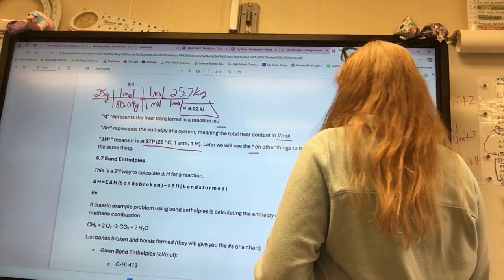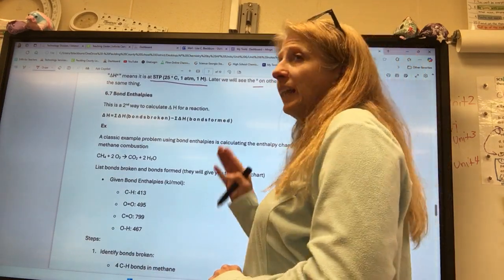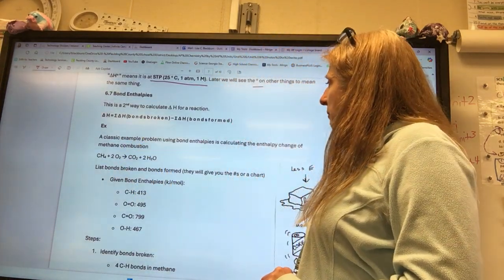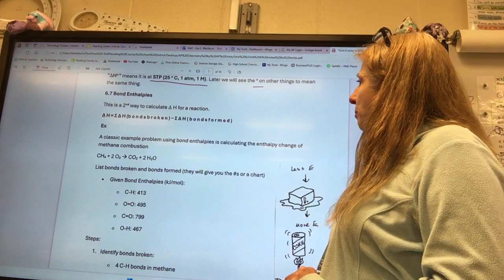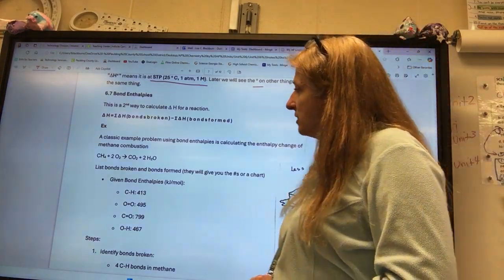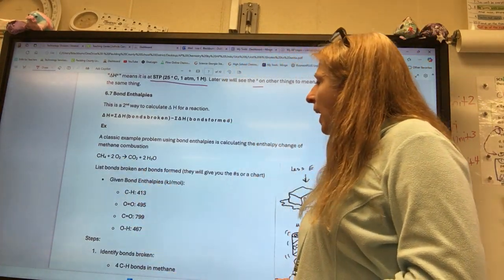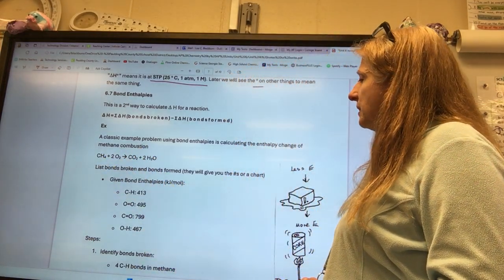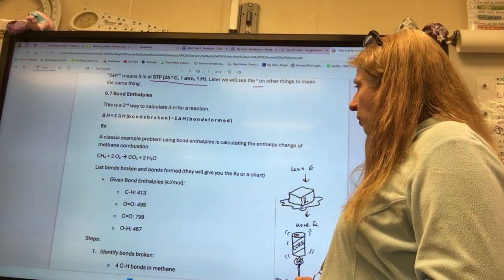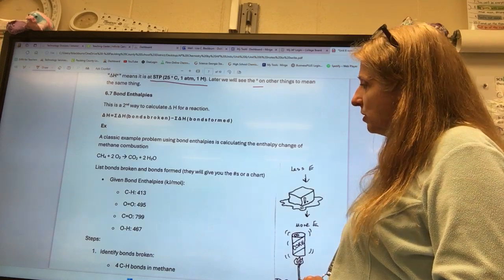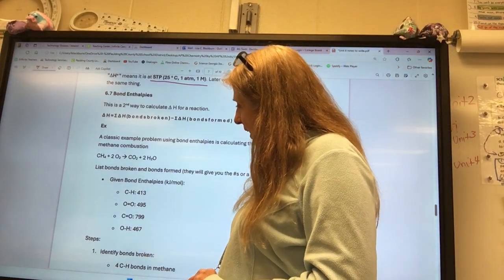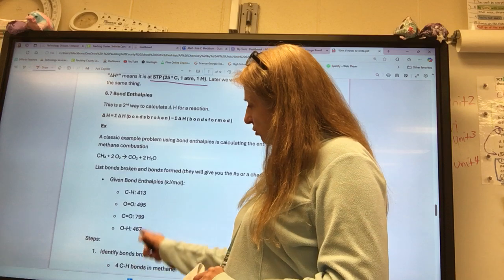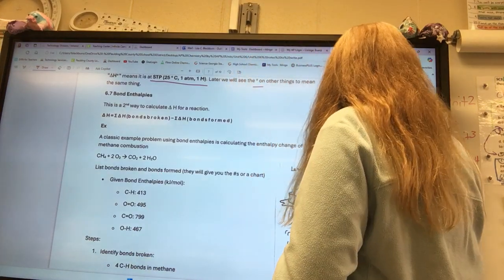Okay, so here's an example problem. This is a classic example problem using bond enthalpies to calculate the enthalpy change of methane combustion. So this is burning methane, and notice it goes one way. You can't get the methane back usually. List the bonds broken and the bonds formed. They will give you numbers on the chart. So here's our given. This is the energy in each type of these bonds.